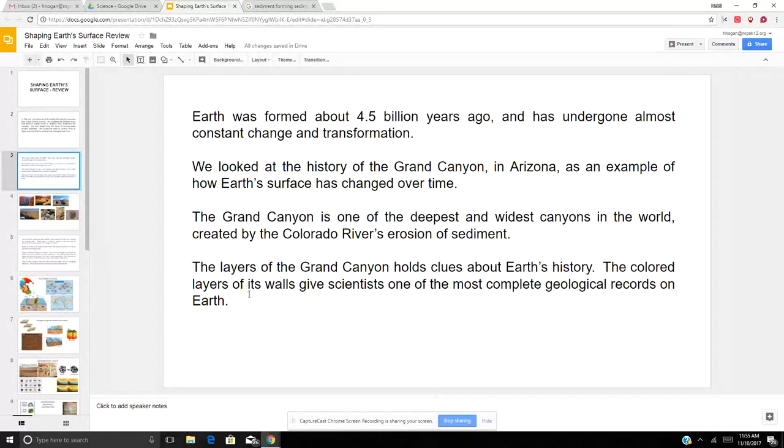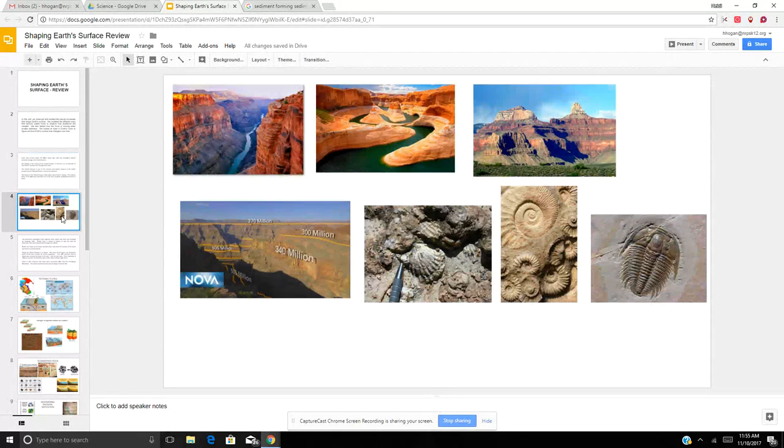We saw pictures of a quarry and the Grand Canyon, and we saw that the different layers have different colors, and these give scientists one of the most complete geologic records on Earth. So they can look at each of those layers and figure out what was happening. So here are some pictures of the Grand Canyon with the Colorado River, and you can see how the force of the Colorado River weathered the rock and eroded it.